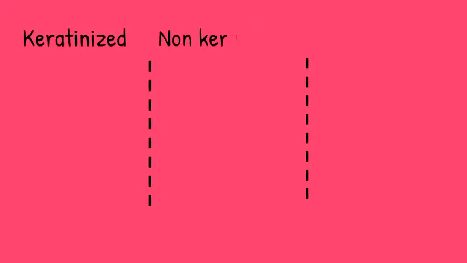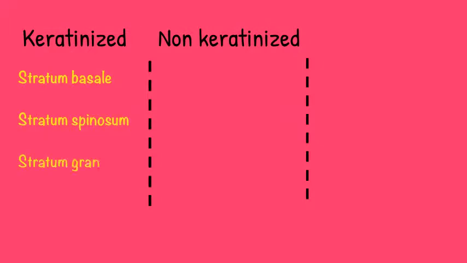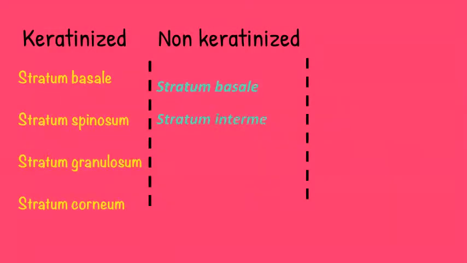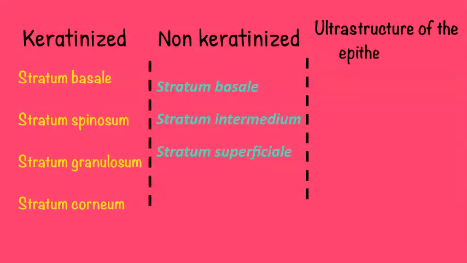Keratinized epithelium has 4 cell layers: stratum basale, stratum spinosum, stratum granulosum, stratum corneum. Non-keratinized epithelium is composed of 3 layers, namely: 1, stratum basale; 2, stratum intermedium; 3, stratum superficiale.